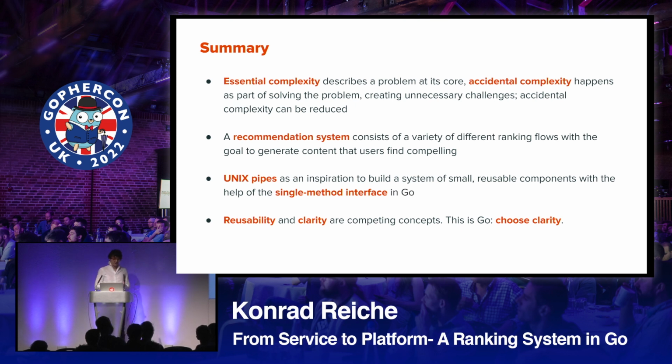A recommendation system is a multi-step process of generating content for the users. And the ranking system we built at Reddit was inspired by Unix pipes, all driven by a powerful single method interface in Go. Developing a platform means to have other engineers contribute to your code base in a way that makes sense to you, but most importantly to them.